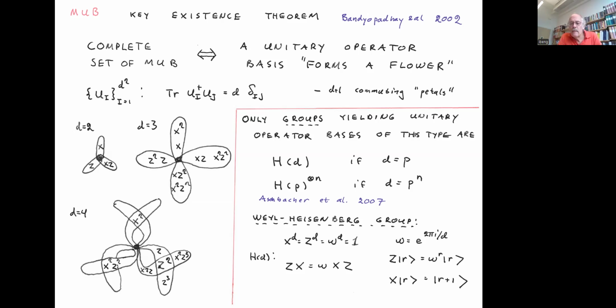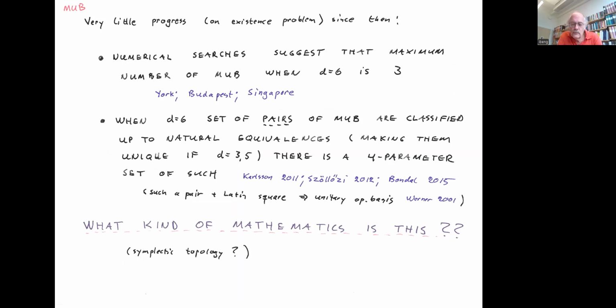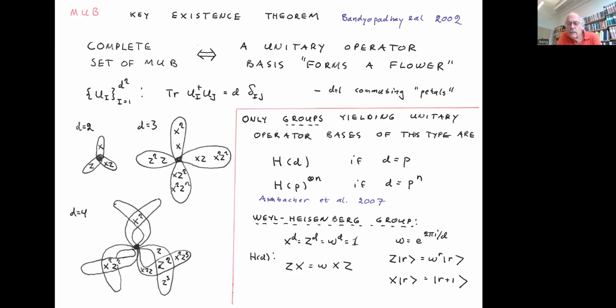There is an essentially unique, as Weyl found, representation of these operators. You diagonalize the unitary operator Z, its eigenvalues will be powers of the roots of unity. And then the X operator acts by translating the vectors in the basis. The indexing of the basis vectors is modulo D. For later purposes, it will be important that the matrix elements here, if you write out the matrices, are pretty harmless. They will consist only of the root of unity to various powers. So that's the Weyl-Heisenberg group. But the existence problem for MUBs has not been settled, because there may be unitary operator bases that do not form groups.